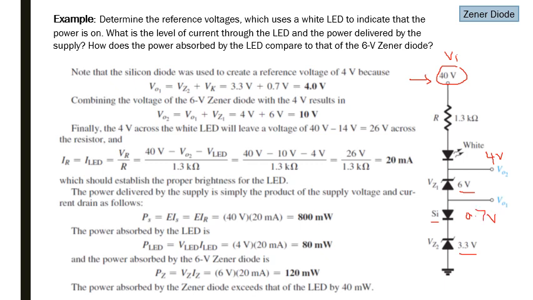If you want to calculate V01, that means the voltage from this point to the ground. Here we know that by this applied voltage these two diodes are on, so the voltage drop across silicon is 0.7 and the voltage drop across this Zener diode is 3.3. So the total voltage from this point to this point is 4 volt. So reference voltage 1, that is V01, is 4.0 volt.